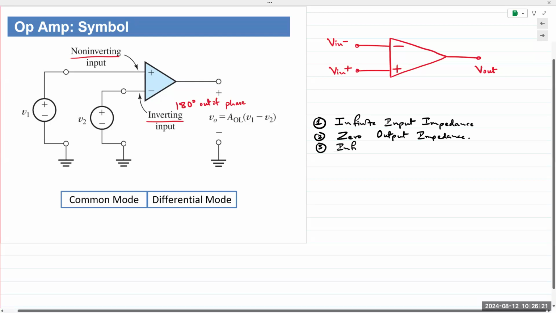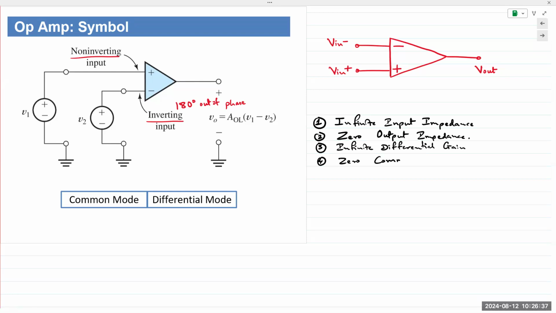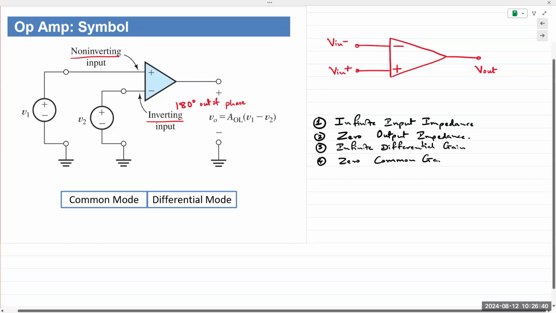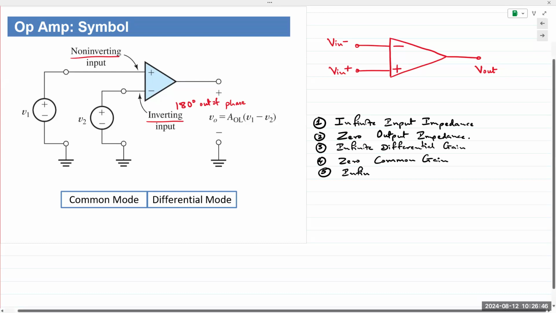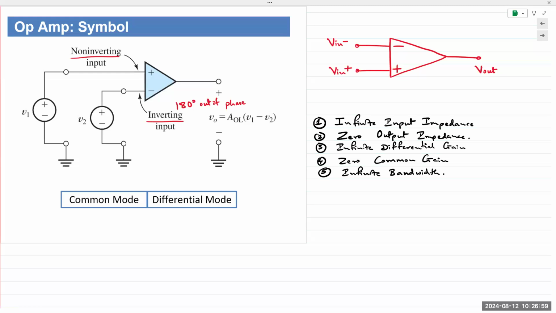There's infinite differential gain and zero common gain. And I will explain what those mean. And then last and the fifth is infinite bandwidth. Okay, infinite bandwidth. So I'll wait while students write it down, then I'll explain.